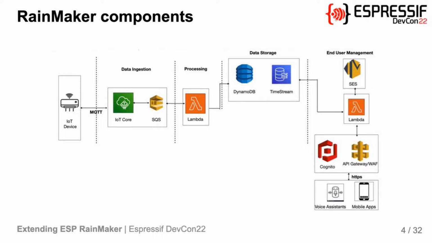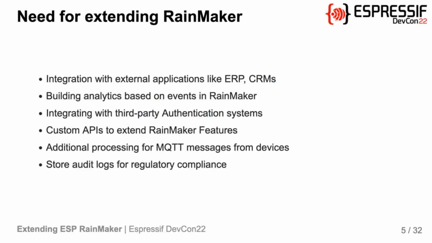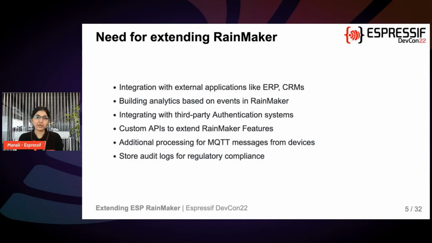This is important because only when you know what is currently offered as part of ESP RainMaker can you think of creative ways to extend it. Now, why do you require extending RainMaker? RainMaker is pretty complete, and most of the use cases that you have would already be there in RainMaker. But there may be some specific things which are only applicable to your product. In that case, you can always realize them by extending RainMaker.